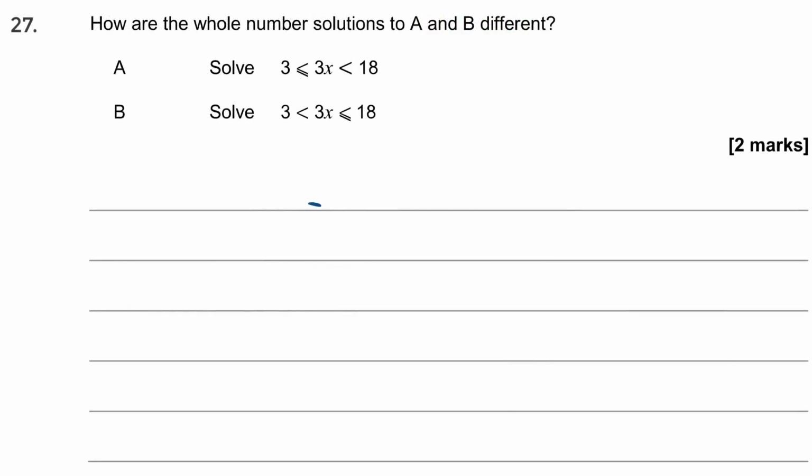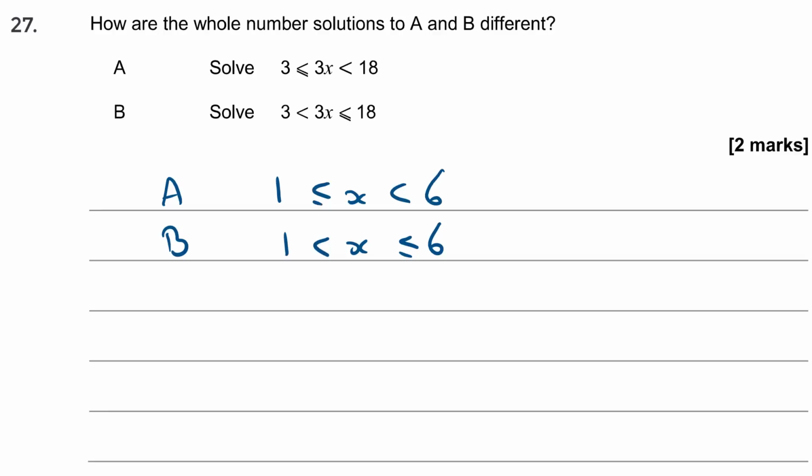How are the whole number solutions of A and B different? We've got A, which is solve 3 is less than or equal to 3x, which is less than 18, and B, which has 3 is less than 3x, which is less than or equal to 18. Okay, now notice everything there is a multiple of 3, so I can simplify both expressions by dividing everything through by a factor of 3. That tells me 1 is less than or equal to x, which is less than 6, and B gives me 1 is less than x, which is less than or equal to 6.